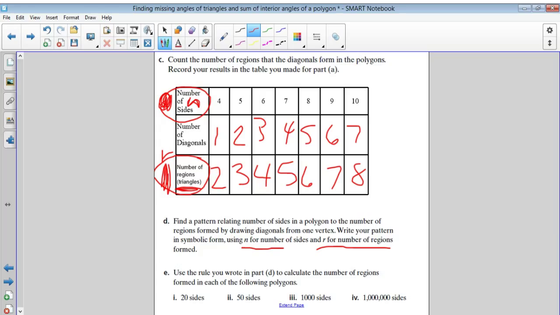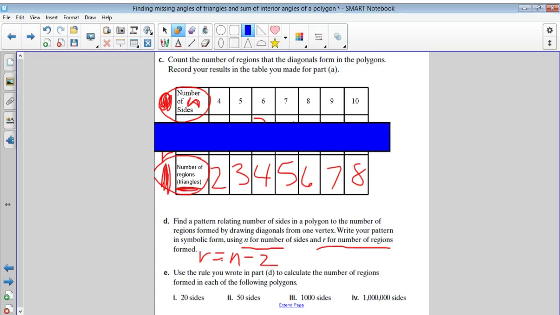Okay, and what you should have ended up seeing is that the number of regions or the number of triangles formed is found using the equation n minus 2. Essentially here we're just ignoring this row. So looking for the pattern here, how did I get from 4 to 2? 4 minus 2. How did I get from 5 to 3? 5 minus 2. How did I get from 6 to 4? 6 minus 2. So we see that in order to figure out the number of triangles for any size polygon, we just do the number of sides minus 2.